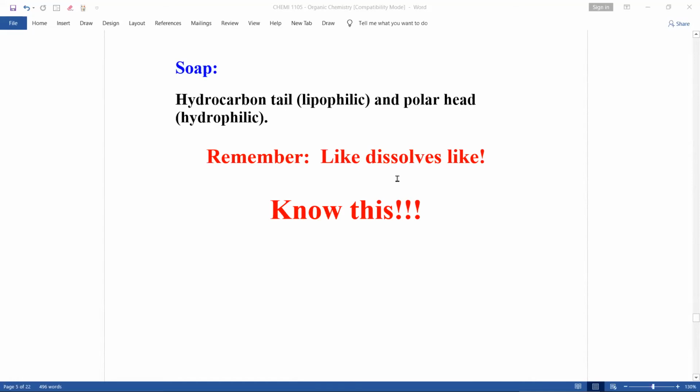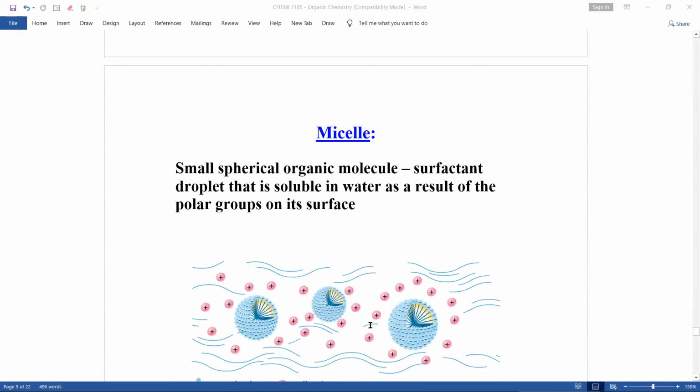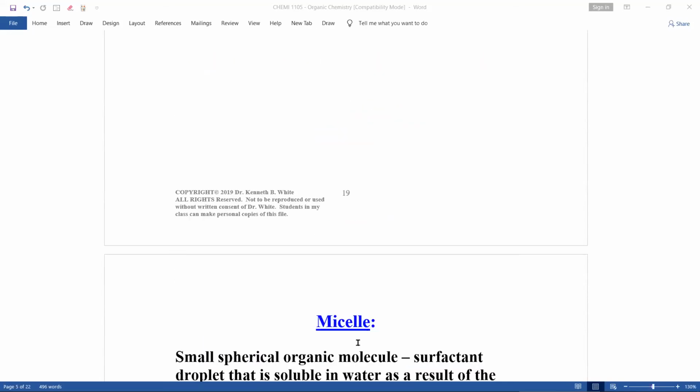Now, soap has what's called a hydrocarbon tail, which is lipophilic, and a polar head. Now, I'm going to show you how to remember this in a second. Remember, like dissolves like. Ooh, I even wrote it on here. Know this. Let's take a look at the following. Let's go to the whiteboard.